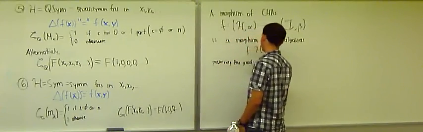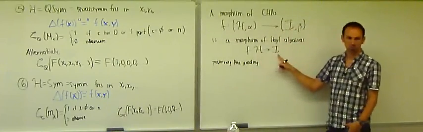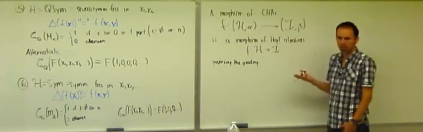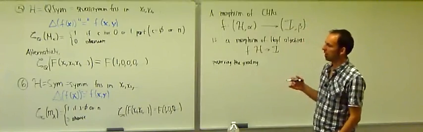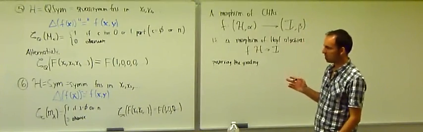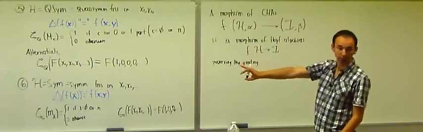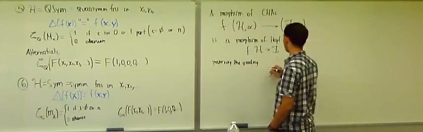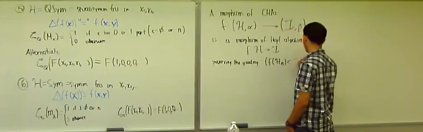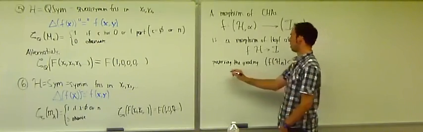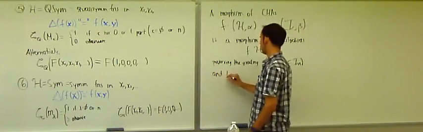What that means is that if you take something homogeneous of degree n here, it should go to something homogeneous of degree n here, which usually happens in everything that we do. But we need to preserve the grading. Connectedness is going to be preserved for free, but you need to make sure that you preserve the character. So f of H_n should be a subset of I_n. That's what this means. And the character.